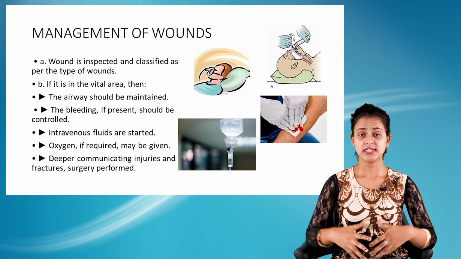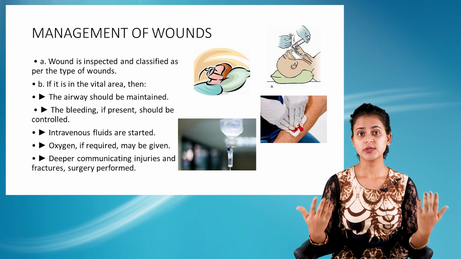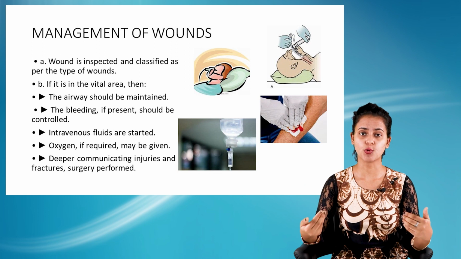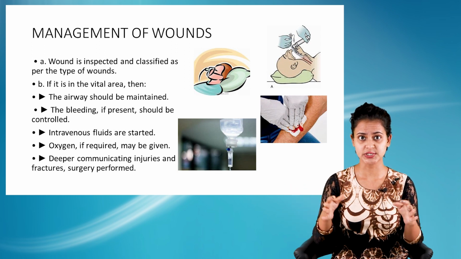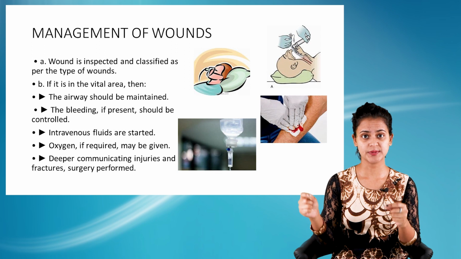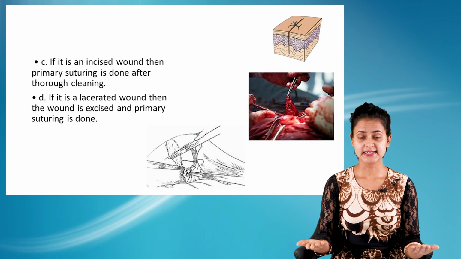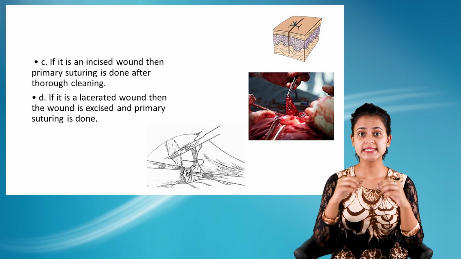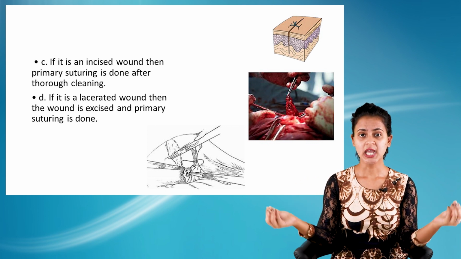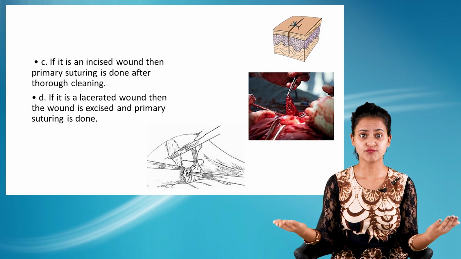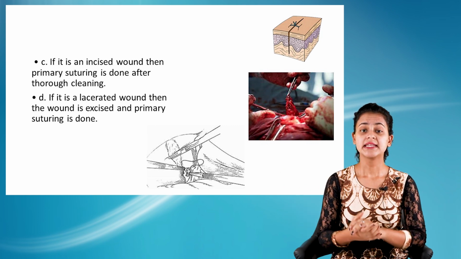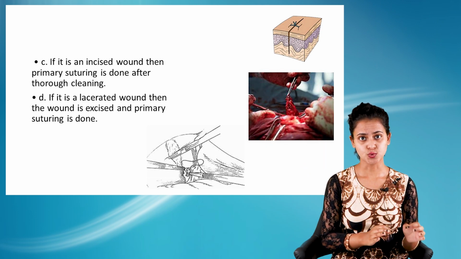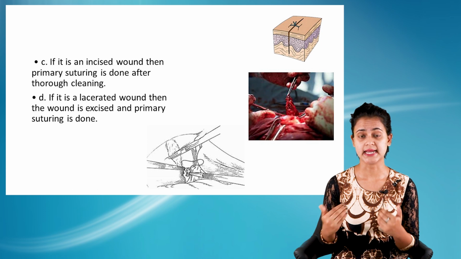While inspecting, deeper tissue involvement should also be noted down. Whether the person has any fractures or any deeper tissue involvement in the particular injury, that also has to be noted here. So the next step is the actual management of the wound. Now, if it is an incised and clean wound, a basic cleaning procedure would be done, preferably with normal saline. Next, we are going to do a primary suturing for the wound, which is an incised and clean wound.